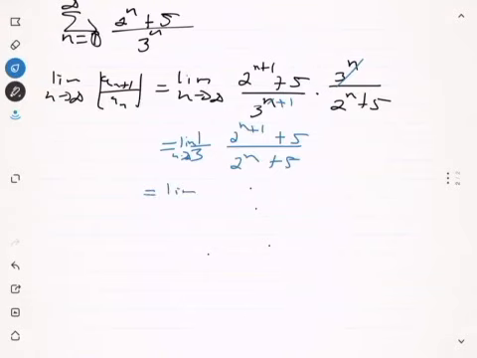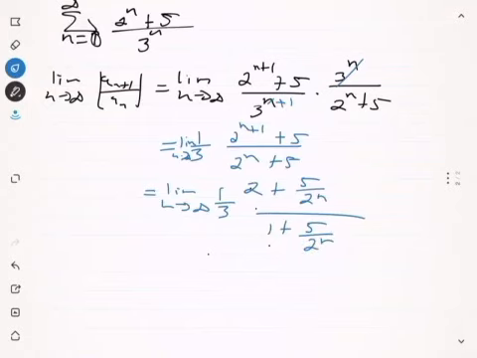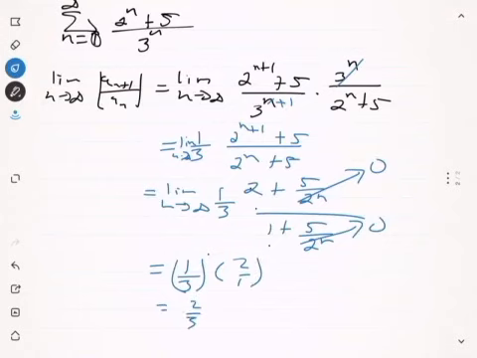This is the limit as n approaches infinity of 1/3, and then dividing everything by 2 to the n, we get 2 plus 5 over 2 to the n divided by 1 plus 5 over 2 to the n. So because this goes to 0 and this goes to 0 as n approaches infinity, we get 1/3 times 2 over 1, and therefore we get 2/3. Since this is less than 1, this series converges absolutely by the ratio test.